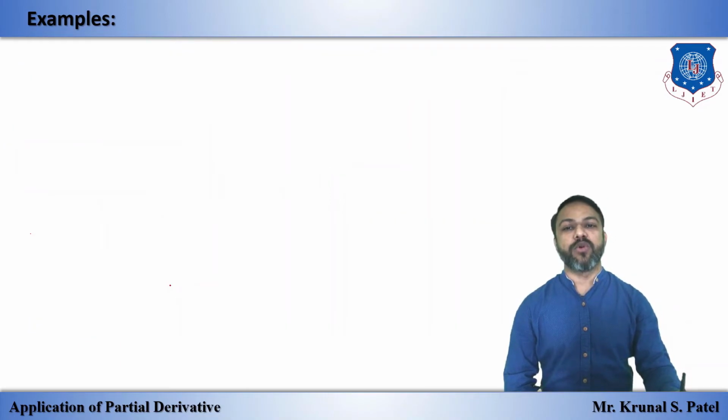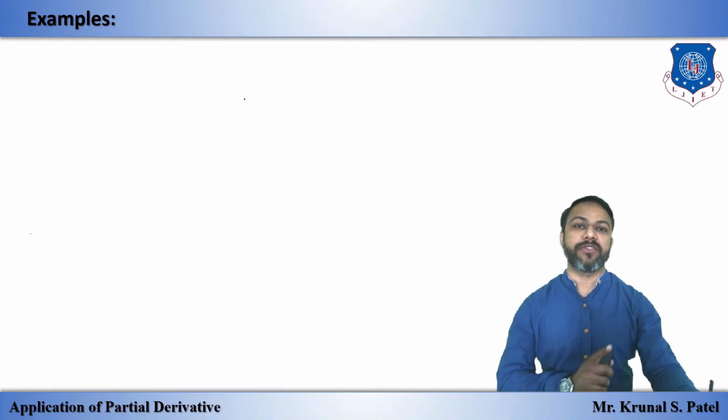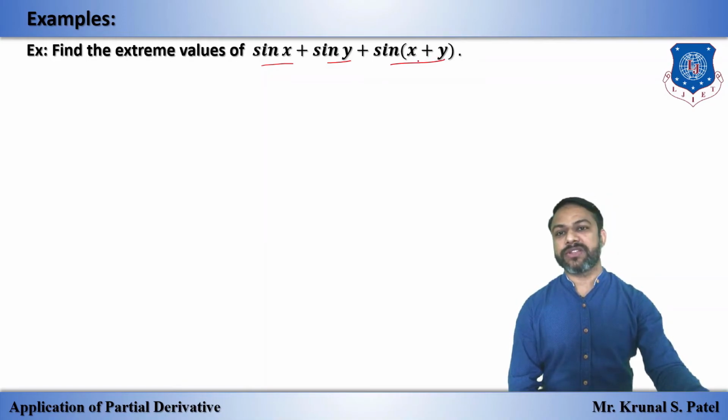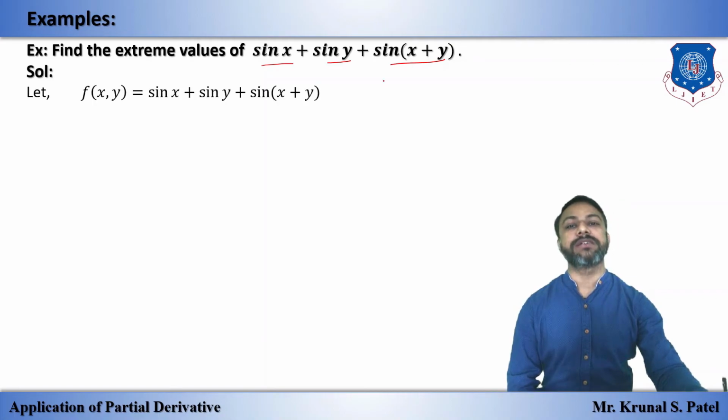Now one more example to understand better. In this example we will not use each and every step, we will just use that table. The example is: find the extreme value of sine x plus sine y plus sine of x plus y. How is this example different from the previous one? There is no change in the solution, but I will tell you where the changes are.